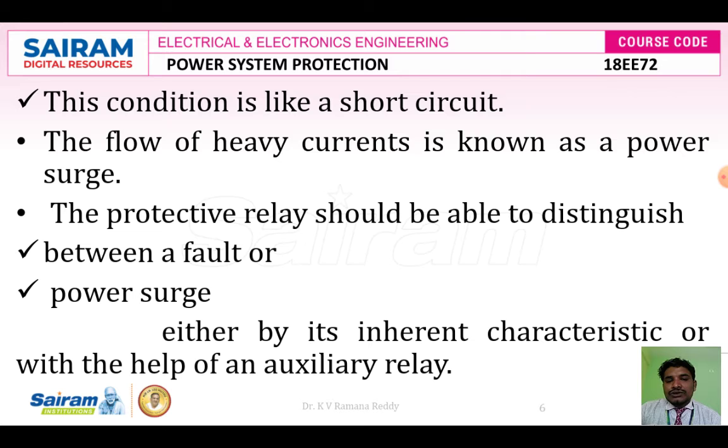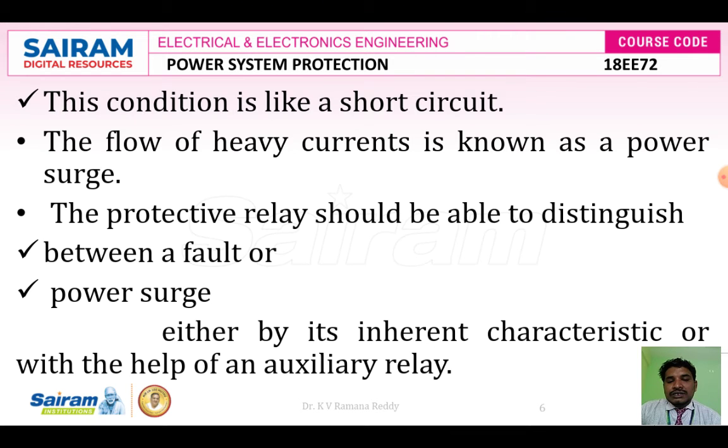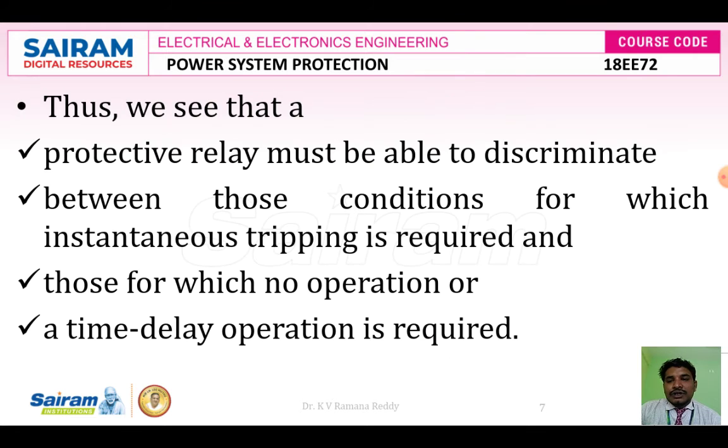The protective relay should be able to distinguish between a fault and a power surge, either by its inherent characteristics or with the help of an auxiliary relay. That means we have to sense it either with the same relay or with the help of an auxiliary relay. We have to identify the current, power surges and the location of the fault, and we have to disconnect the faulty section of the system from the healthy section of the system.